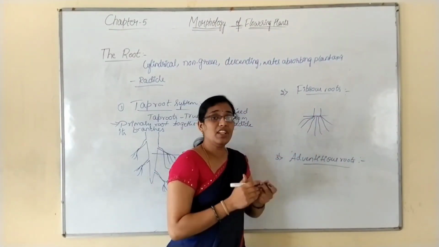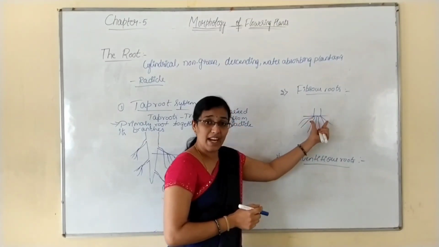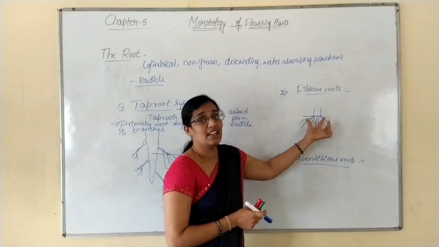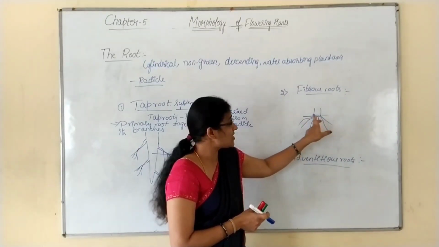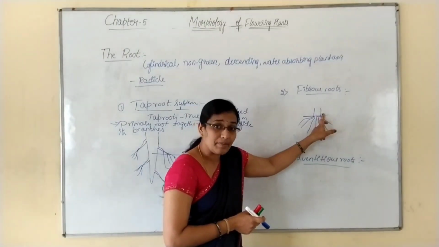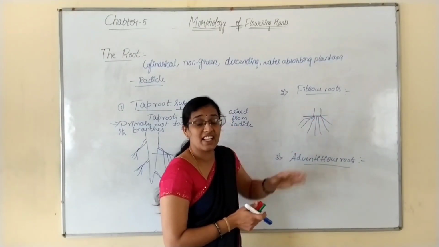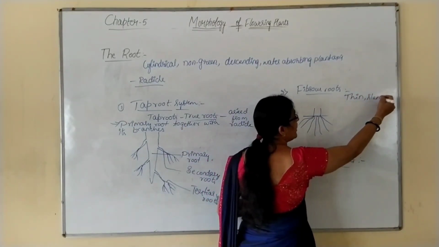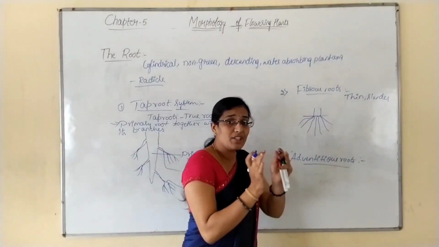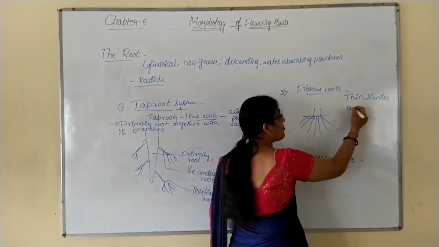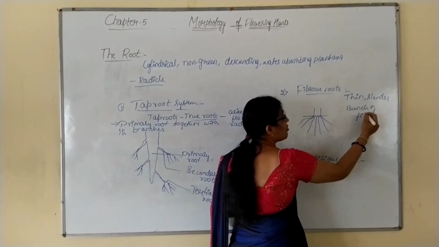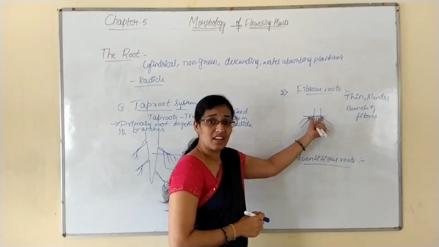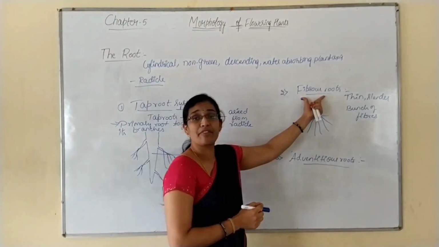When the primary root decays, in some plants many thin, slender, hair-like structures or roots arise from the basal part of the stem. And these roots are very thin, slender, and they appear as a bunch of fibers. These roots arising from the basal region of the stem are called fibrous roots.